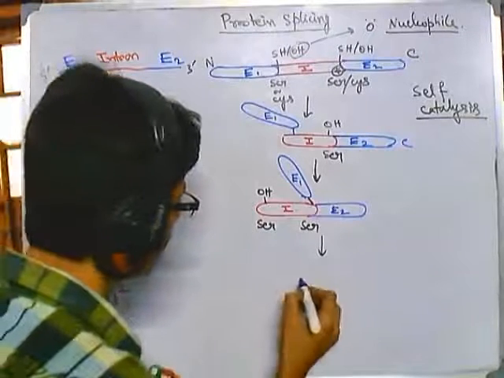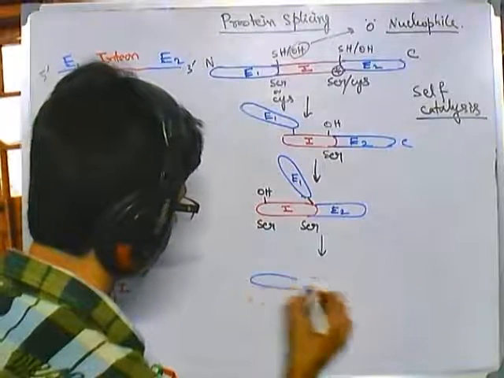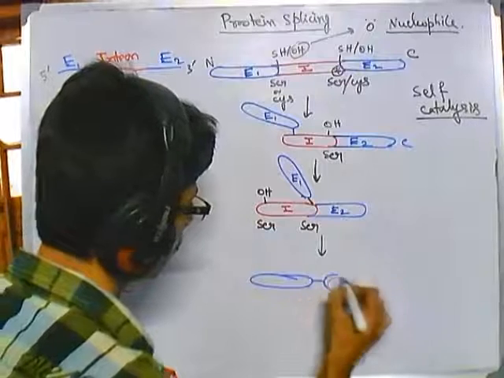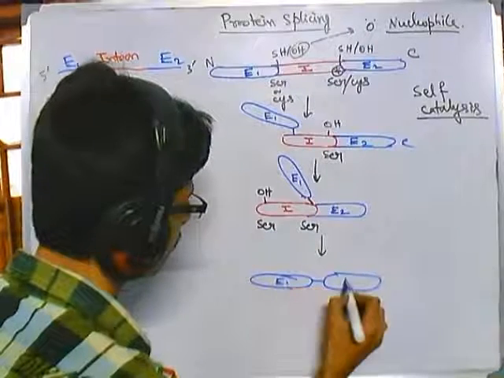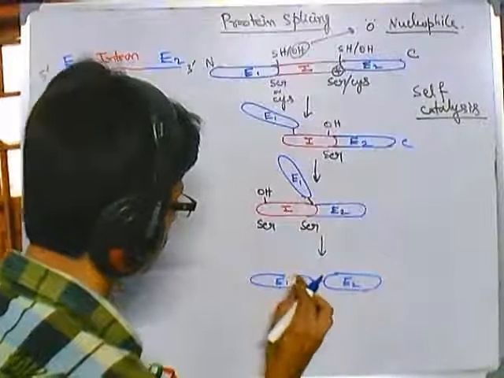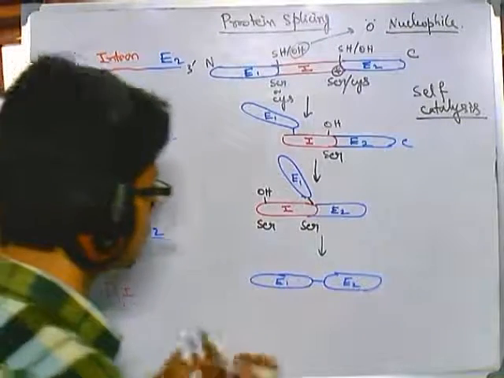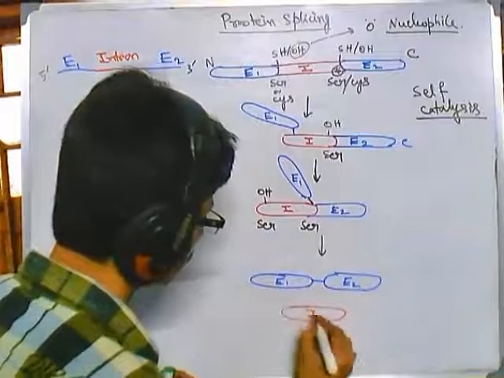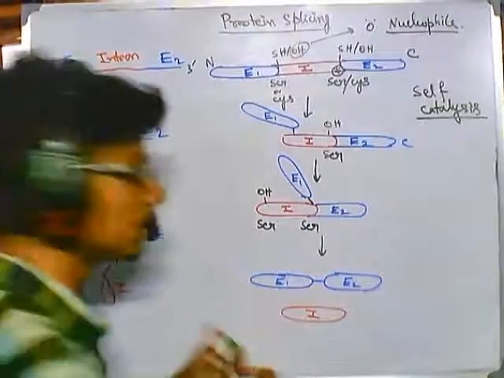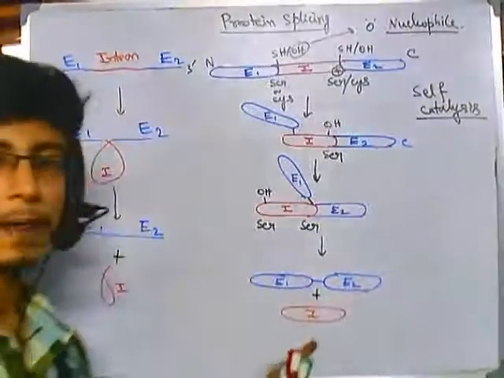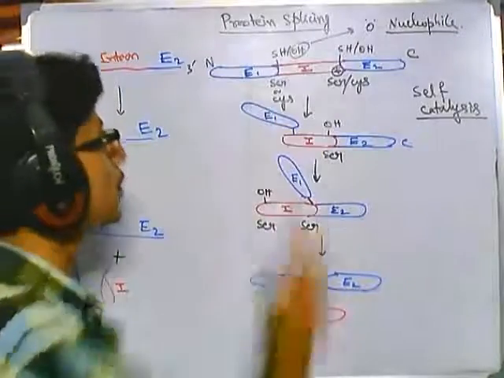So what we get is, here it is, extein 1 attached with extein 2, and we get the intein, which is cut out. So this is the result after everything is done. This is the process of protein splicing.